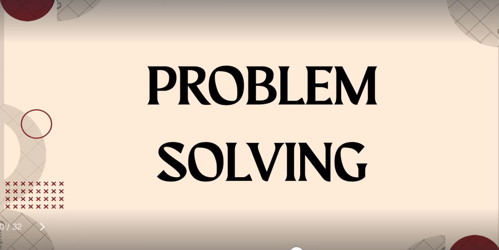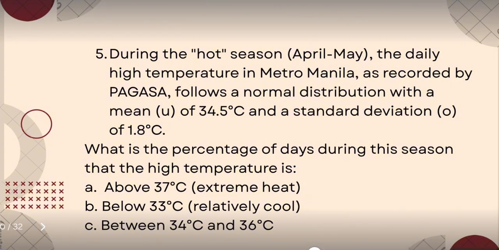We're going to be having two examples, and this is the first word problem. During the hot season, April to May, the daily high temperature in Metro Manila, as recorded by Pag-asa, follows a normal distribution with the mean of 34.5 Celsius and the standard deviation of 1.8 Celsius. What is the percentage of days during the season that the high temperature is? A. Above 37 Celsius, extreme heat. B. Below 33 Celsius, relatively cool. And C. Between 34 Celsius and 36 Celsius.